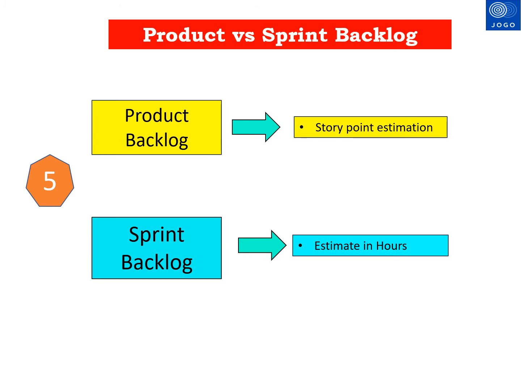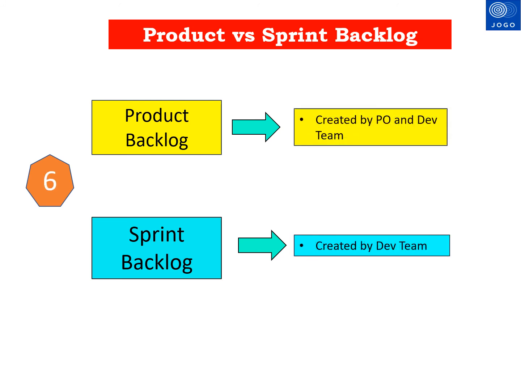Product backlog will be estimated using story points. Sprint backlog will have the technical tasks that will be estimated in hours. Product backlog will be created by the product owner and the development team. It's a collaborative effort. Sprint backlog will be created by the development team only because it's the team's commitment.